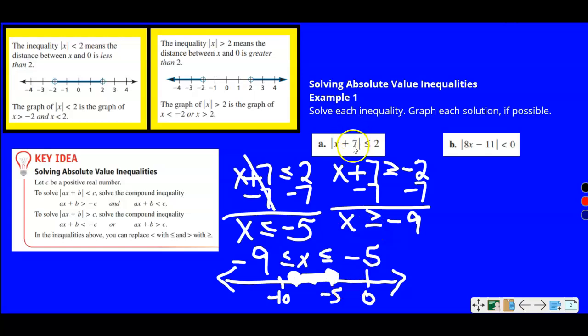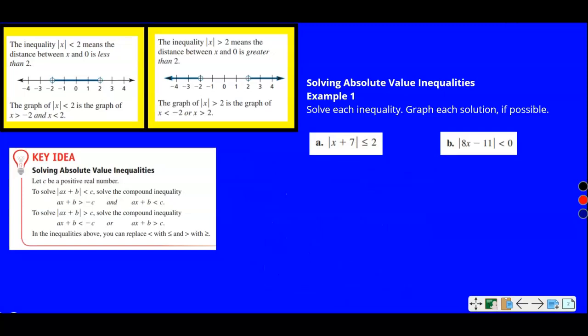So the absolute value inequality is pretty much like the other inequalities. Go ahead and pause this, take notes if you need to. I'm going to erase this so I have room to do part B. Part B says the absolute value of 8x minus 11 is less than 0. We're going to set up our two inequalities: 8x minus 11 less than 0, and 8x minus 11 greater than 0. And you can't have a positive or negative because 0 is neither positive nor negative.